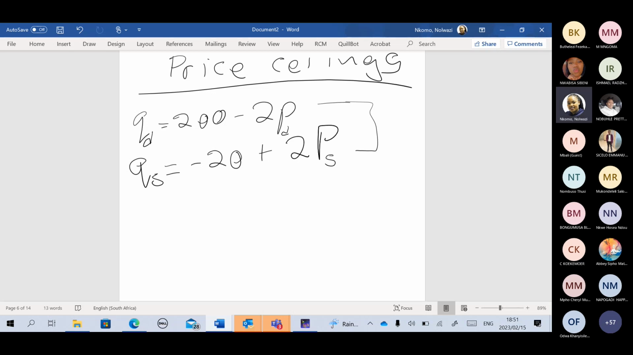In this case, we are dealing with the price ceiling. So the first thing that we need to do is to find the equilibrium price or quantity and check if it balances. Here we are given our demand and supply functions as functions of the price. So we can just equate these two and find the equilibrium price, and then use the equilibrium price to find the equilibrium quantity.